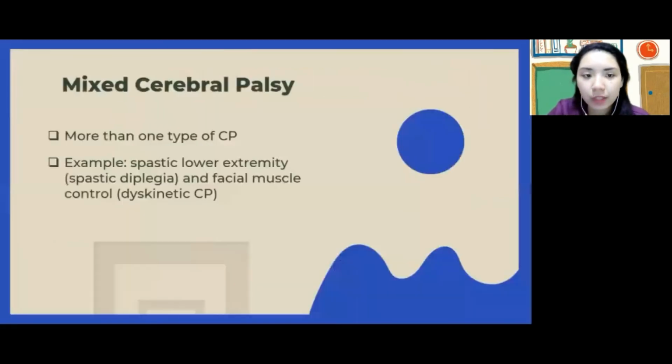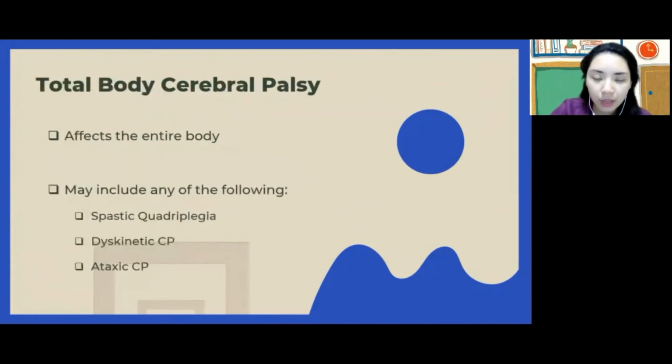Now. Okay, next, our next type of cerebral palsy is mixed cerebral palsy. No? So from the word itself, no, mixed, this means that there is more than one type of cerebral palsy. So an example would include spastic lower extremity. So this is spastic diplegia. And also facial muscle control. So they have difficulties with moving the muscles sa ilang face. So it is a combination na of 2 or more types of CP, no, in kanang serious cases or much more severe cases.